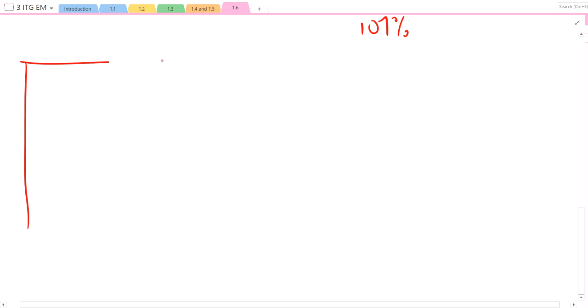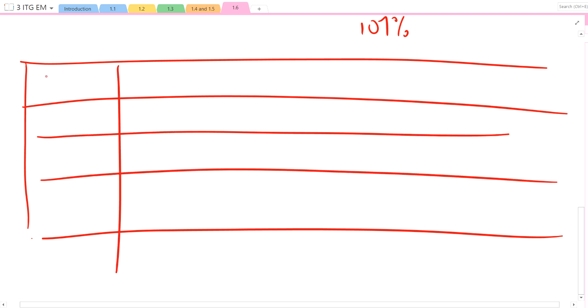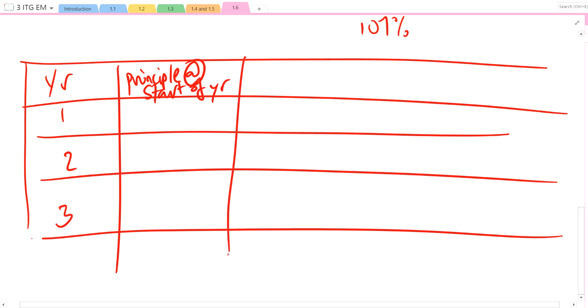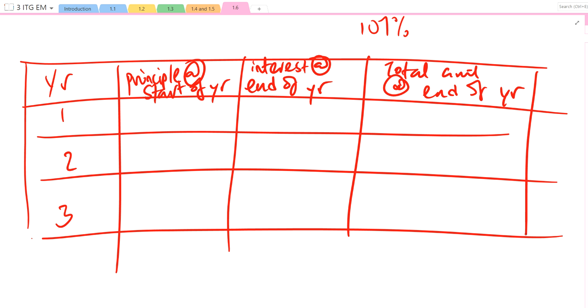Okay, so this is the year, 1, 2, and 3. Principal at start of year. This is the principal at the start. Interest at the end of the year. And finally, total amount at the end of year. Okay, so let's try with a simple, convenient number. I believe our textbook has something like that.